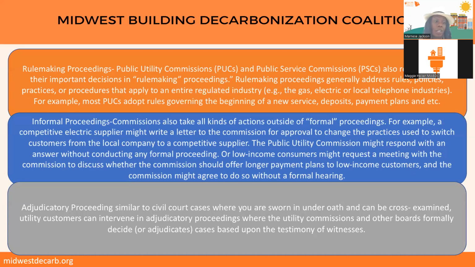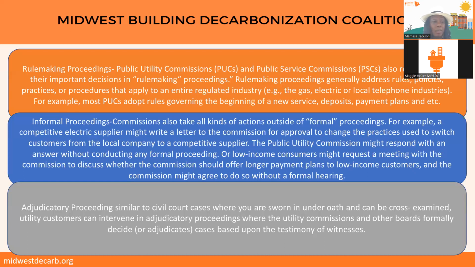So with informal proceedings, commissions also take all kinds of actions outside of formal proceedings. For example, a competitive electric supplier might write a letter to the commission for approval to change the practices used to switch customers from a local company to a competitive supplier. The PSC might respond with an answer without conducting any formal proceedings. Or a low-income customer might request a meeting with the commission to discuss whether the commission should offer lower payment plans to lower-income customers, and the commission might agree to do so without a formal hearing.